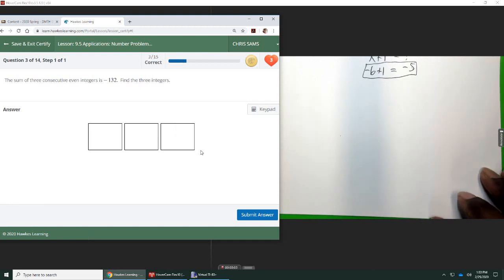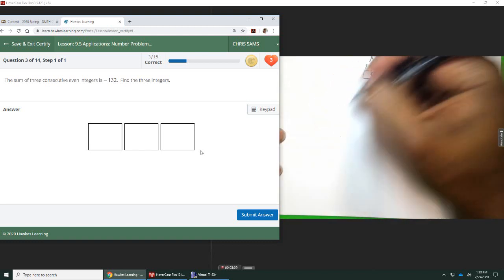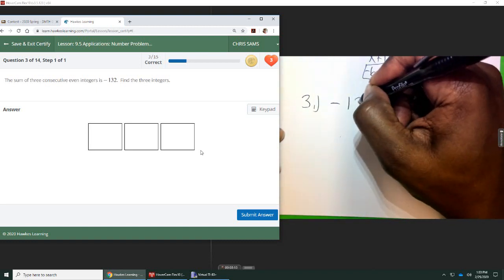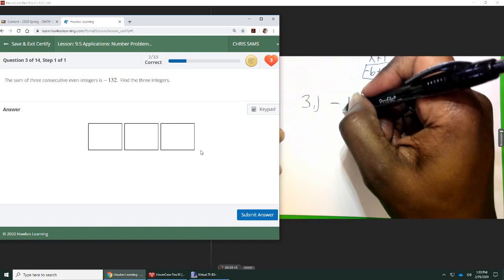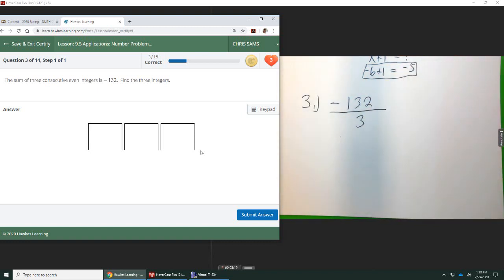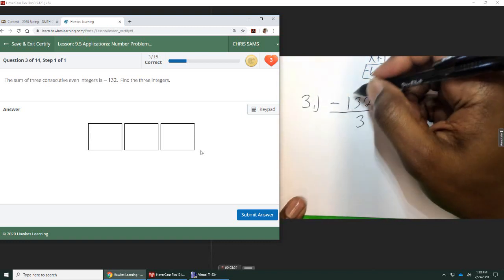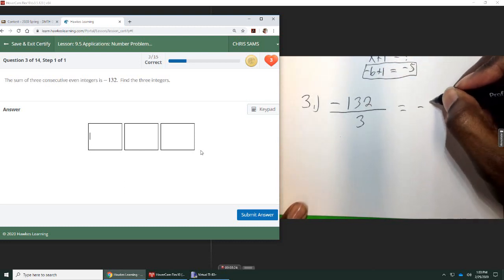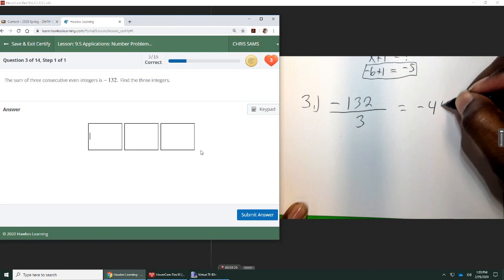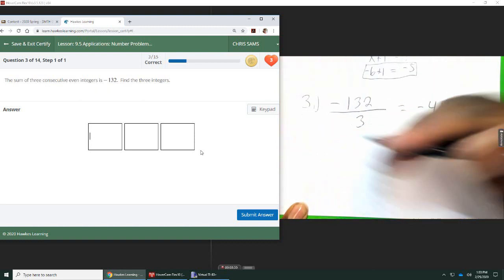The sum of three consecutive integers is negative 132. Find the three integers. Okay, so I'm going to do negative 132, and then I'm going to divide by 3, because this time they said we're using three consecutive integers. 3 goes into 13 4 times, and it's going to be negative 44. So it's kind of like having three negative 44s.